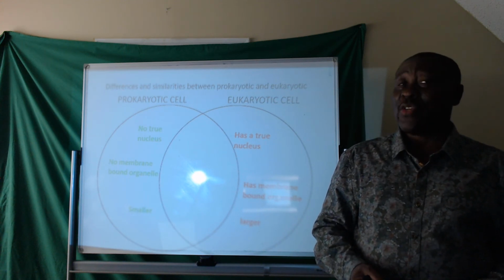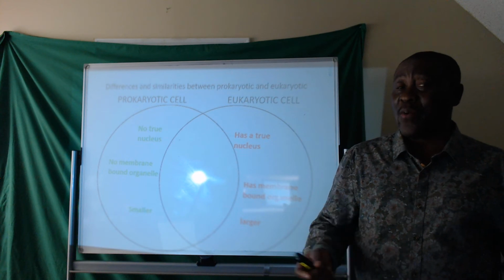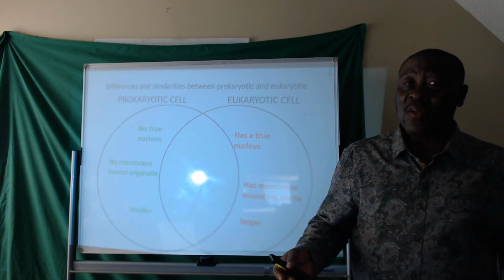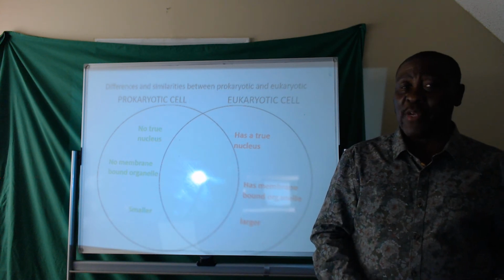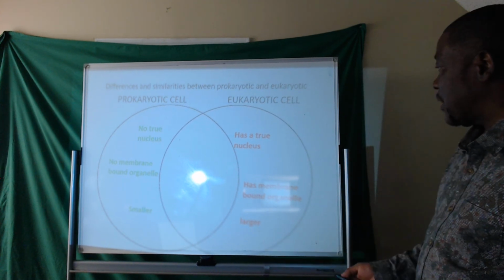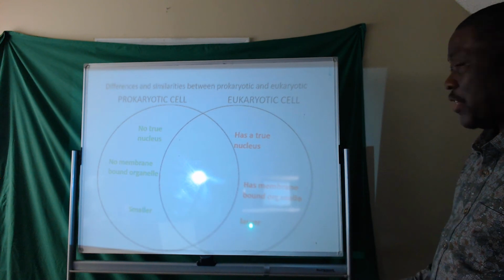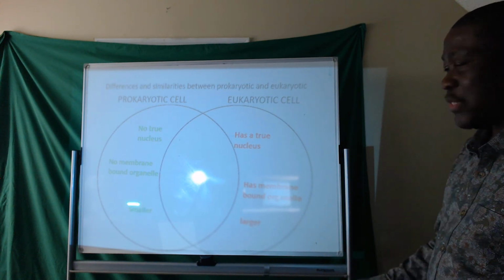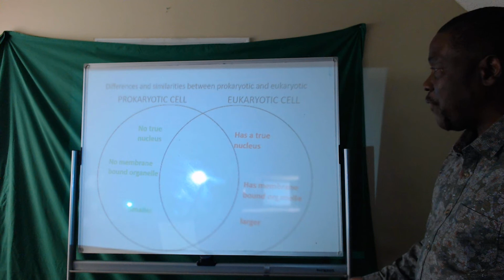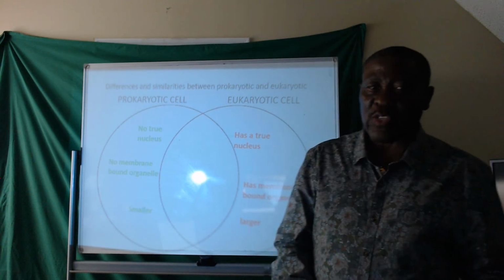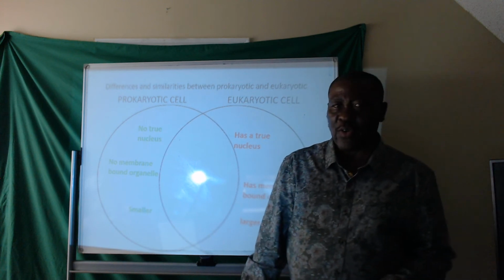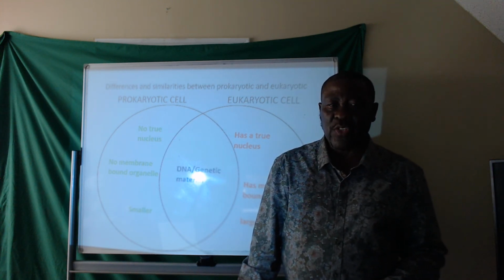The first cell to appear on Earth is a prokaryotic cell. You know why? Because it's small. To make something big, you always start with small. We just said a few minutes ago that eukaryotic cell is larger. To make something big, you have to start with something small. Therefore, because the prokaryotic is small, it was the first one to actually appear on Earth. Okay, so don't forget that. All right, let's continue.